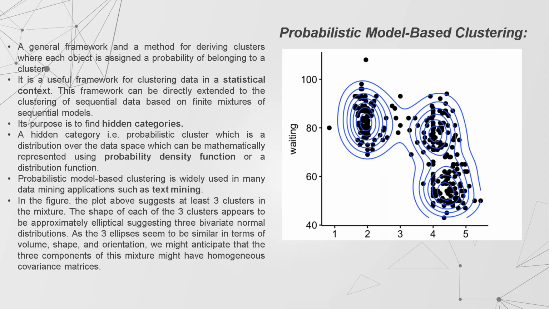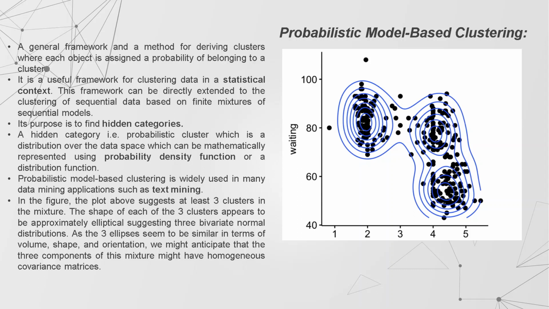So what is probabilistic model-based clustering? It is a general framework and a method for deriving clusters where each object is assigned a probability of belonging to a cluster. It is a useful framework for clustering data in a statistical context. This framework can be directly extended to the clustering of sequential data based on finite mixtures of sequential models.